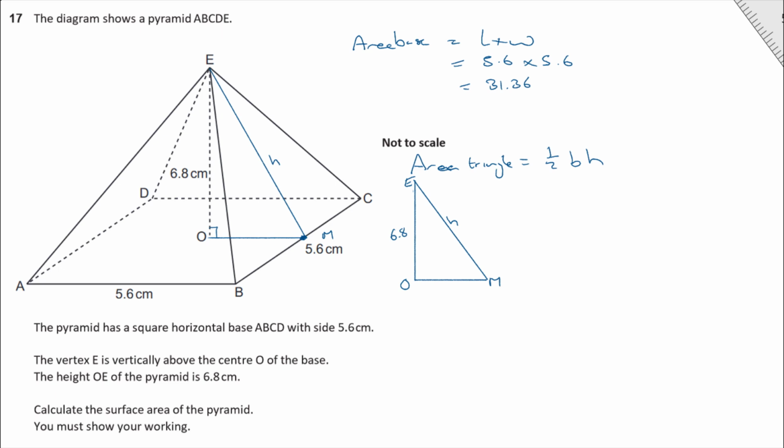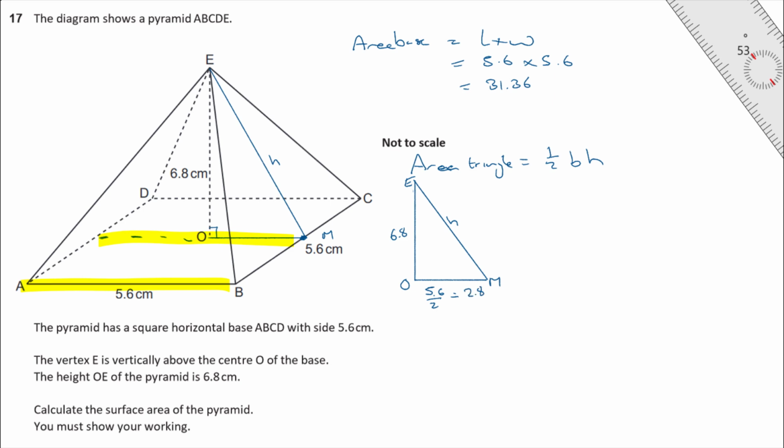Well, that distance from O to M, that's going to be half of AB, really, isn't it? Because it's half that distance, and that's the same as that distance. So the distance from here to here is the same as this one, and O to M is half of it, isn't it? So that's going to be 5.6 divided by 2. What's that? That's 2.8. So that side is 2.8.